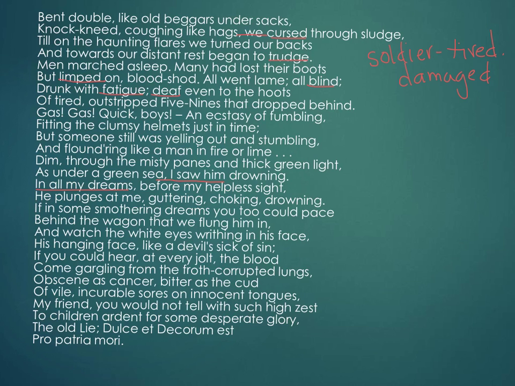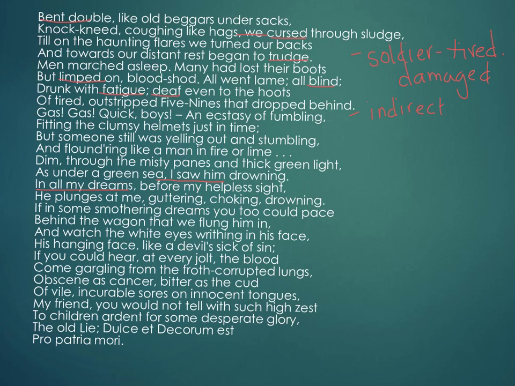So as far as who is a character, a tired, damaged soldier, how do we know? Is this direct or indirect? Well, nowhere in here do we have our narrator telling us this is how I felt. We have to make inferences based on the actions. The fact that he's bent double, that he's cursing as he goes through the sludge, that they're trudging. So we have a lot of indirect characterization. And these are already underlined in the text as giving proof. You want to make sure that we do that.